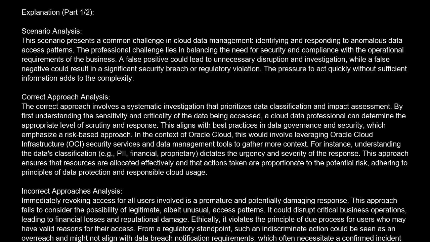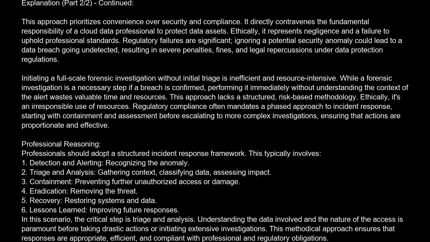Ignoring the alert to avoid potential disruption is a severe dereliction of duty. This approach prioritizes convenience over security and compliance. It directly contravenes the fundamental responsibility of a cloud data professional to protect data assets. Ethically, it represents negligence and a failure to uphold professional standards. Regulatory failures are significant. Ignoring a potential security anomaly could lead to a data breach going undetected, resulting in severe penalties, fines, and legal repercussions under data protection regulations. Initiating a full-scale forensic investigation without initial triage is inefficient and resource-intensive.